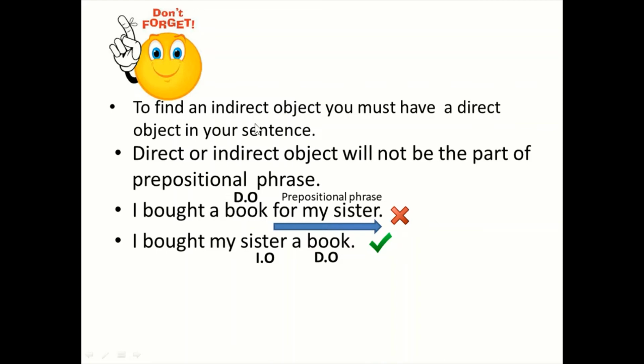And as I said, to find an indirect object you must have a direct object. Here you can see, I bought my sister a book. Direct object, bought what? A book. Then my sister. If we say the same sentence in another way, I bought a book, we have the direct object. So, a direct object doesn't require an indirect object, but an indirect object always requires a direct object in the sentence.